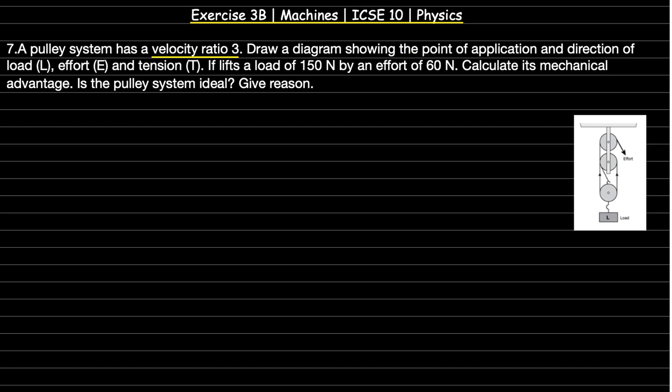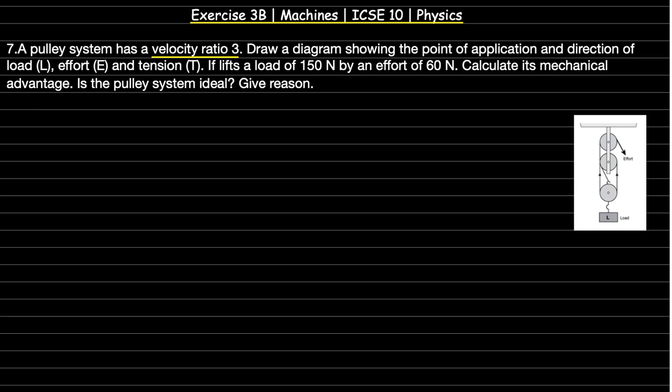So this image shows a pulley system that has 3 pulleys. Obviously the number of movable pulleys here will be lesser than the number of fixed pulleys. So we'll have 2 fixed pulleys at the top and 1 movable pulley at the bottom. The thread actually starts from here, goes around the central pulley, comes down and then goes through the top pulley and finally comes out as an effort.